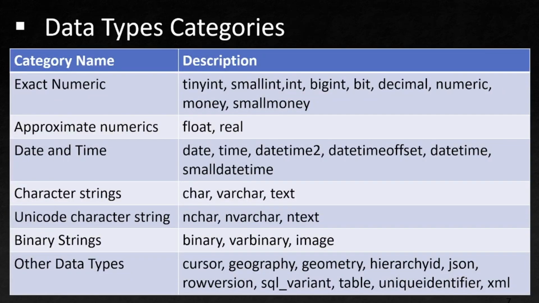The first thing that needs to be discussed is the categories of data types. SQL Server categorizes these data types just to make sure which data type falls under which category. So there are exact numeric, approximate numerics, date and time, character strings, Unicode character strings, binary strings, and other data types. Those who are very new to SQL Server, all of this will be explained right here.